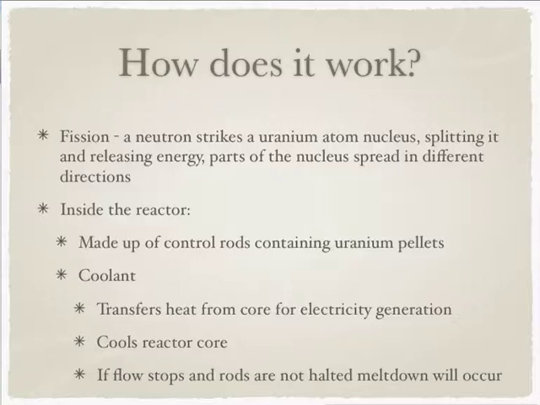Inside a nuclear reactor, there are many control rods that contain uranium pellets. This is where the fission reaction occurs. There's also coolant. Coolant helps to cool the reactor core. If the coolant stops flowing, the rods continue going through the process of fission, and a meltdown will occur. The coolant not only cools the core so that a meltdown doesn't occur in the plant, but it also transfers the heat from the core to the generation of electricity through turbines.